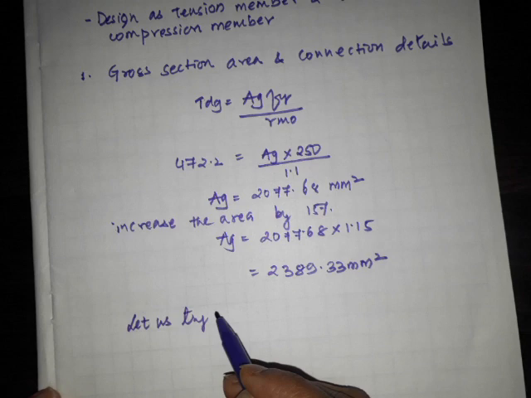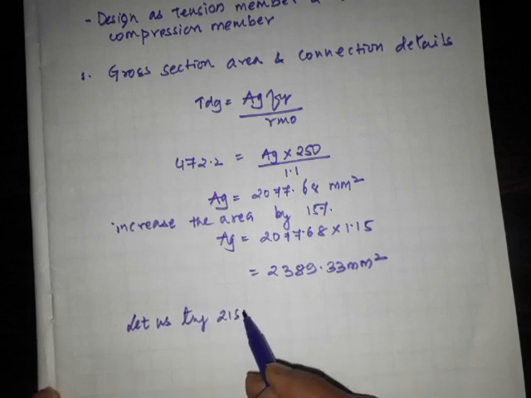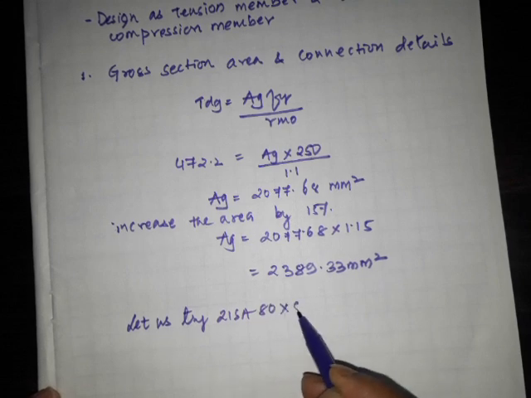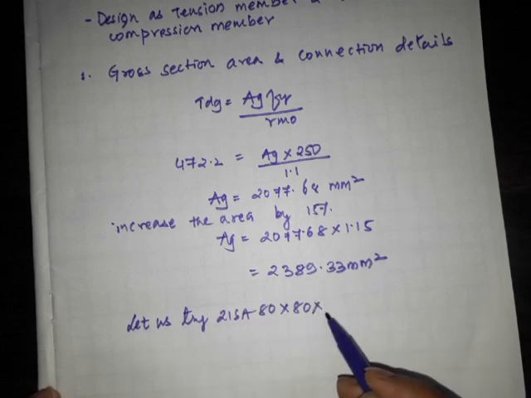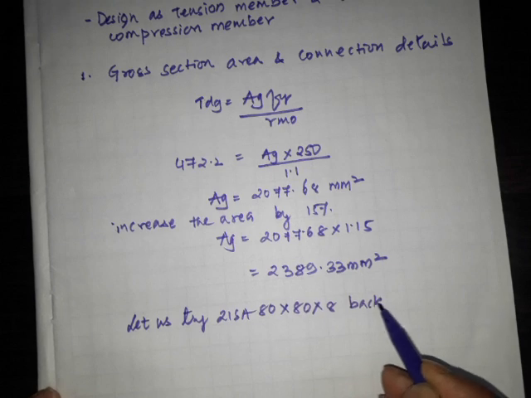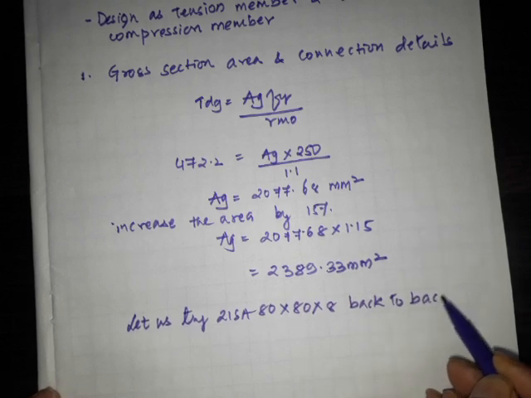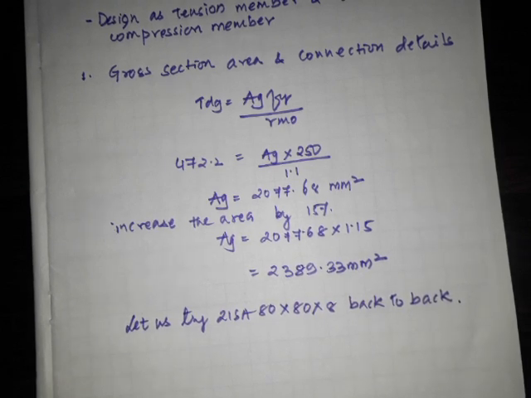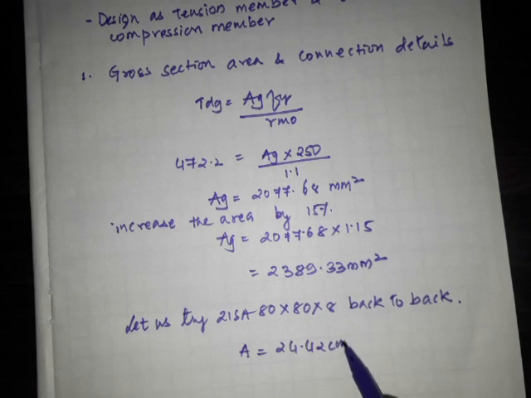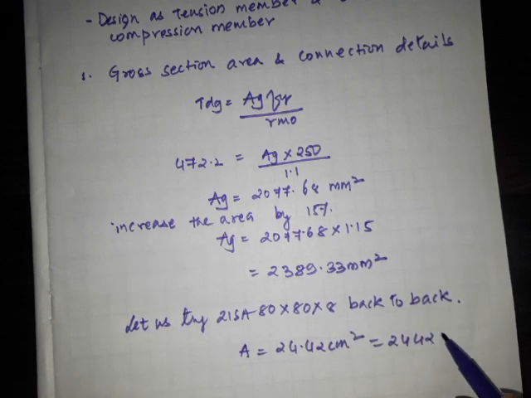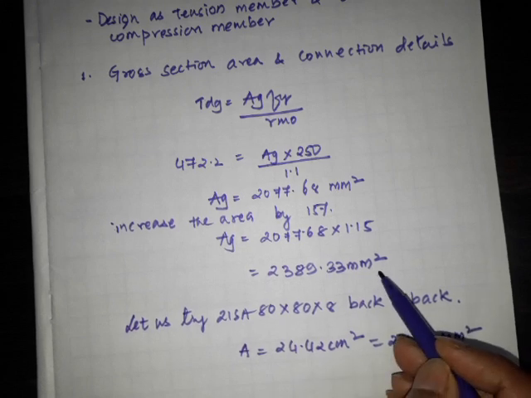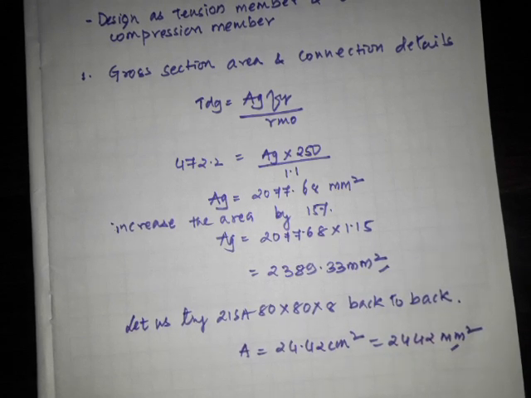I'll follow the same steps that we did in problem number 1. 2 ISA 80 by 8 back to back with 10 mm gusset plate. So for that the area is 24.42 centimeter square or 2442 mm square. The required was this much and we have selected this much.